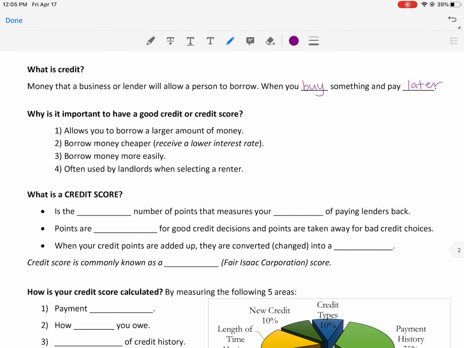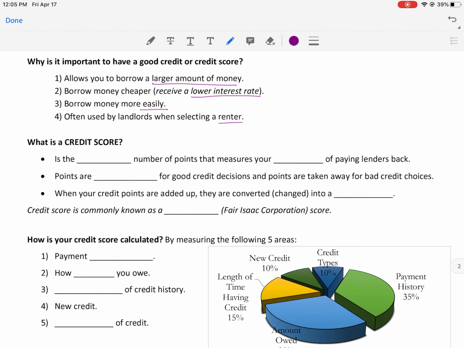The reason why you'd want good credit or credit score is that you can borrow larger amounts of money. You can borrow money cheaper, so at a lower interest rate. You can get it more easily, right? You can go in and try to buy a car today and they'll just give it to you because you could get a loan for it versus having to kind of wait. And it's often used by landlords when selecting a renter. So hey, it may help you find places to live.